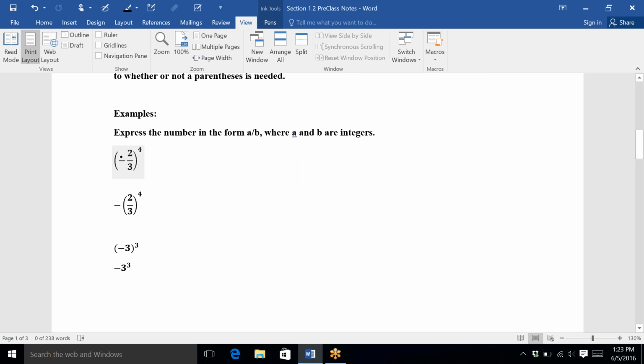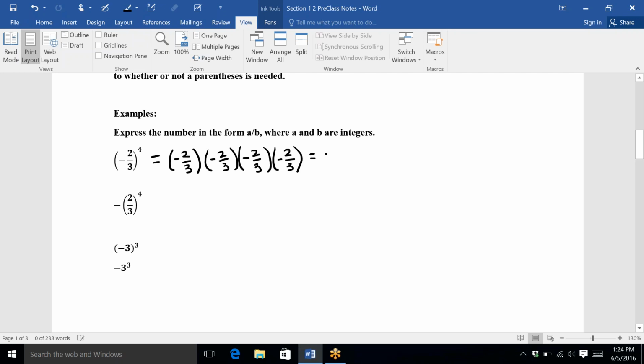Notice that this is negative 2 over 3 to the 4th power. So notice that the negative is inside the parentheses. When that happens, it is included as part of the thing that is being raised to the power. So if I wanted to write this in longhand, I would write negative 2/3 times negative 2/3 times negative 2/3 times negative 2/3. So notice the negative has been written 4 times.